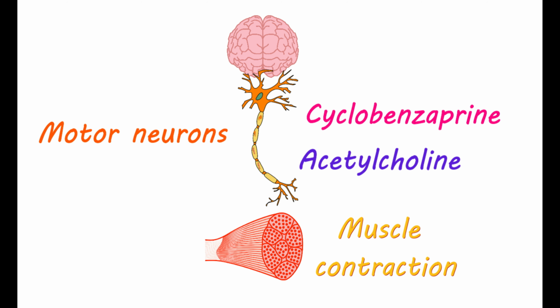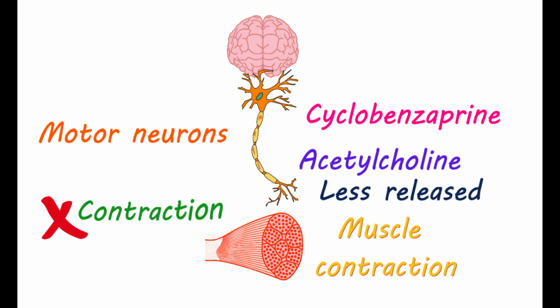Cyclobenzaprine inhibits the firing of these motor neurons in your brain and spinal cord. Due to this inhibition, acetylcholine is less released. This prevents contraction and relieves muscle spasm. Serotonin syndrome. Cyclobenzaprine elevates the levels of serotonin in your brain. This helps in relieving muscle spasm.